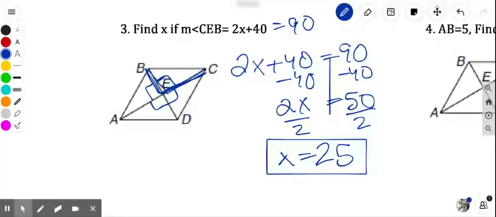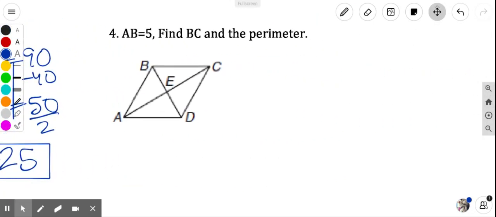Okay, so that's number 3. The important thing here is that you remember that all four of these angles in the middle are always 90. Okay, let's take a look at number 4.